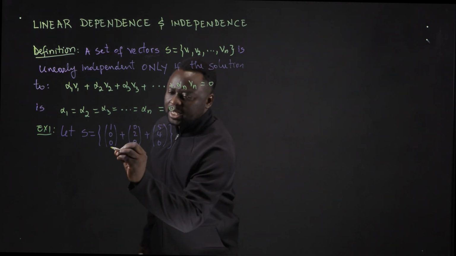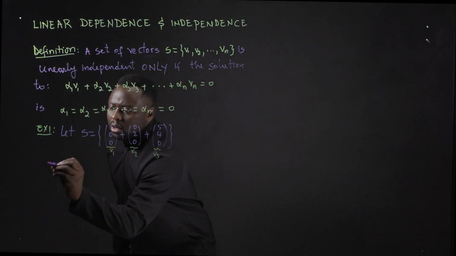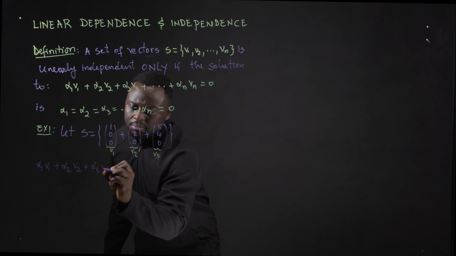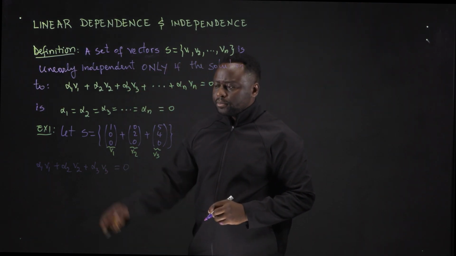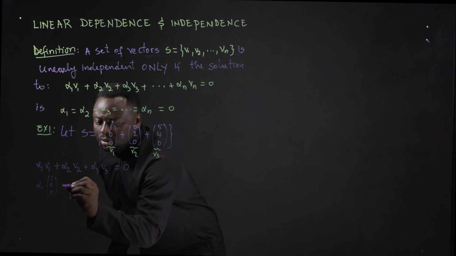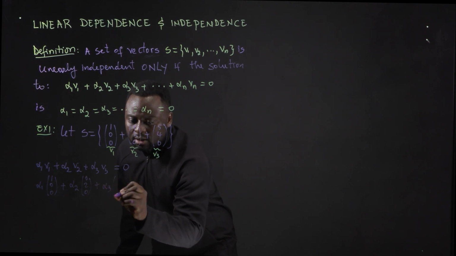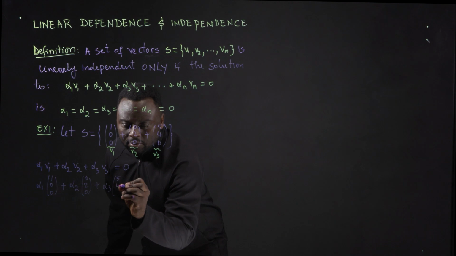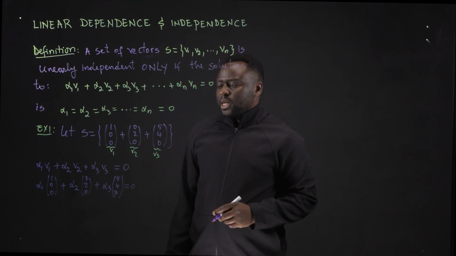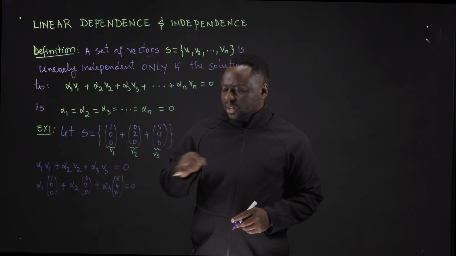If we call the first vector V1, this is V2, and here is V3, we have by definition alpha 1 V1 plus alpha 2 V2 plus alpha 3 V3 should be 0. Now let's substitute V1, V2, and V3. This is alpha 1 times (1, 0, 0) plus alpha 2 times (0, 2, 0) plus alpha 3 times (5, 4, 0), equal to 0. At this stage, we can choose different values of alpha 1, alpha 2, and alpha 3 such that we still have 0 here.